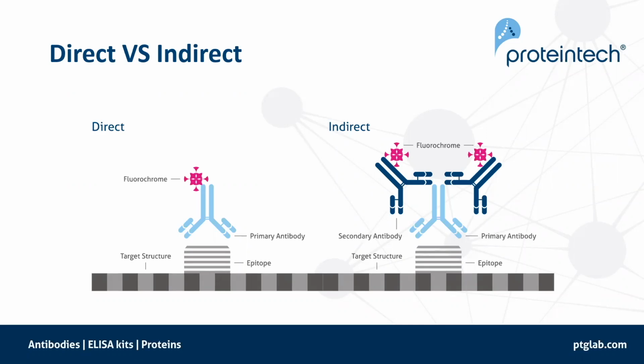One of the disadvantages of going direct, though, is that you will limit your multiplexing flexibility because you only have this target with that color. And indirect is also good because it amplifies the signal because you're going to have 2, 3, 4 secondary antibodies binding one primary antibody, causing this signal amplification. So going direct is best if you have a highly abundant target.